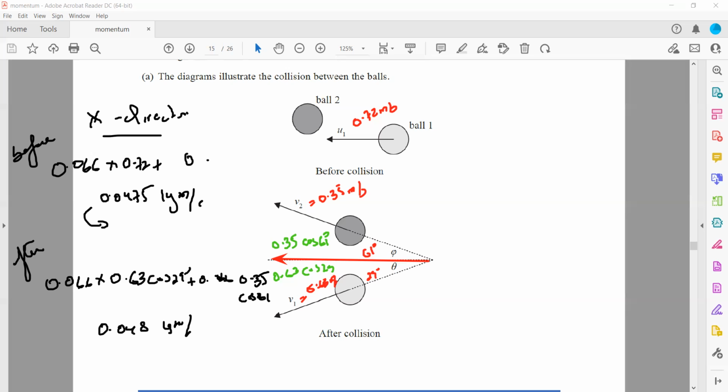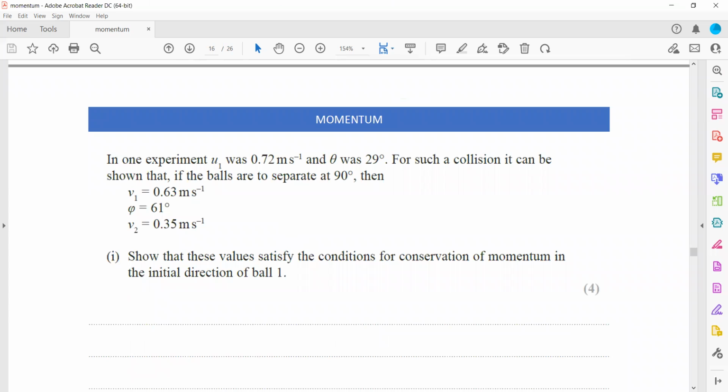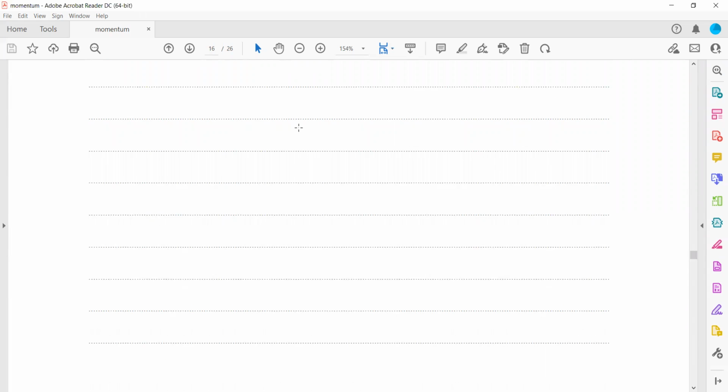So this is approximately the same: 0.0475 is also about 0.048. The two values are approximately equal, 0.0476 is approximately equal to 0.0475. It means the momentum is conserved in the x direction. Why did we take the x direction, not the y direction? Because the question asks us to show the conservation of momentum in the initial direction of ball 1, which is the x direction.